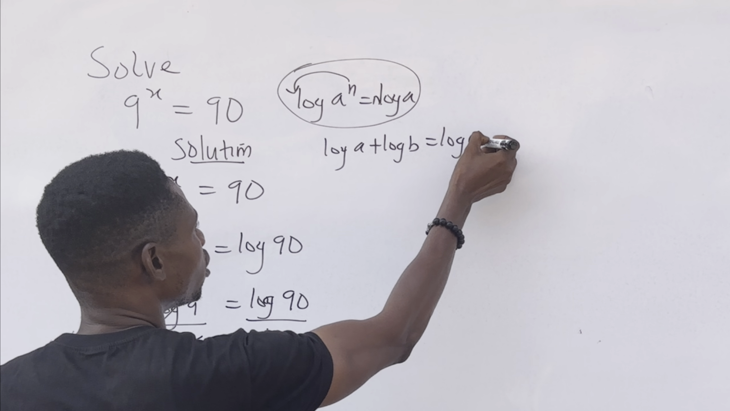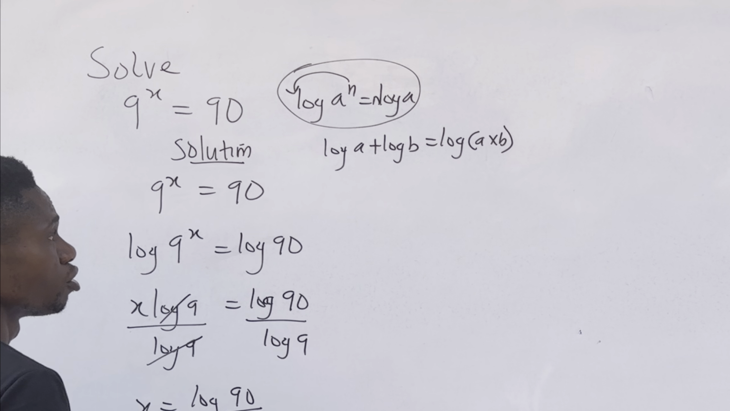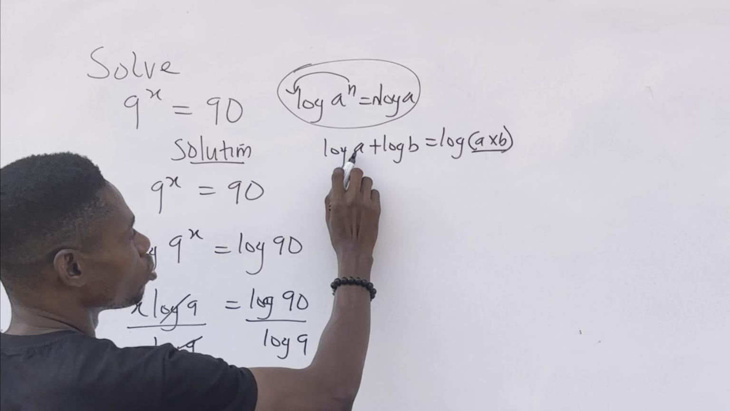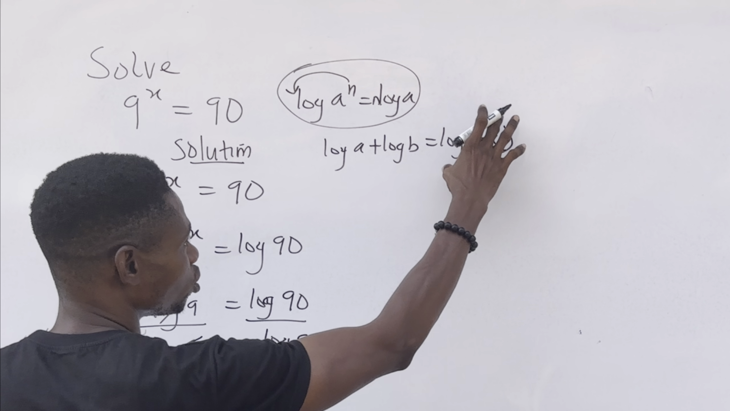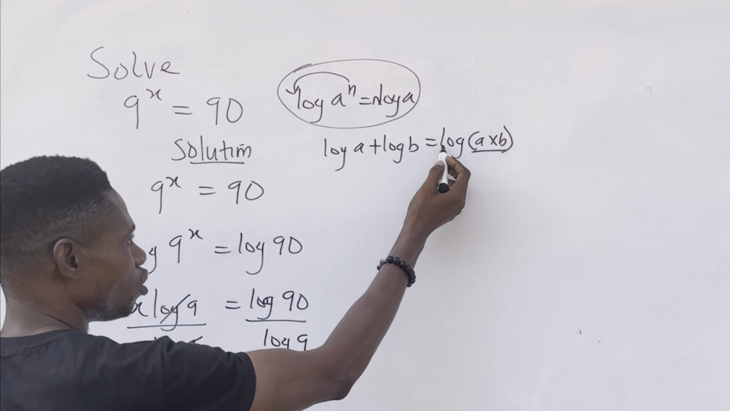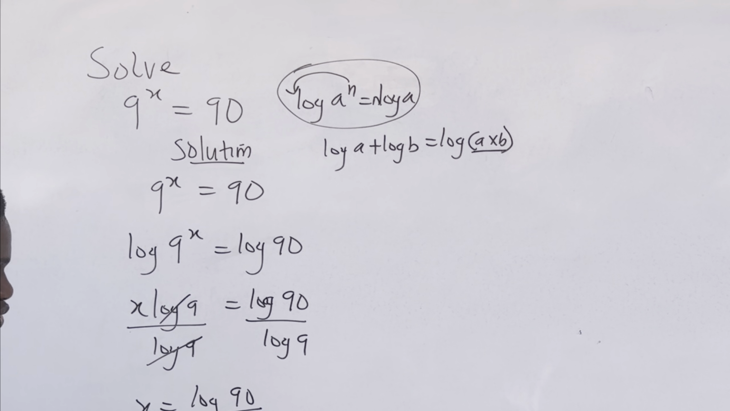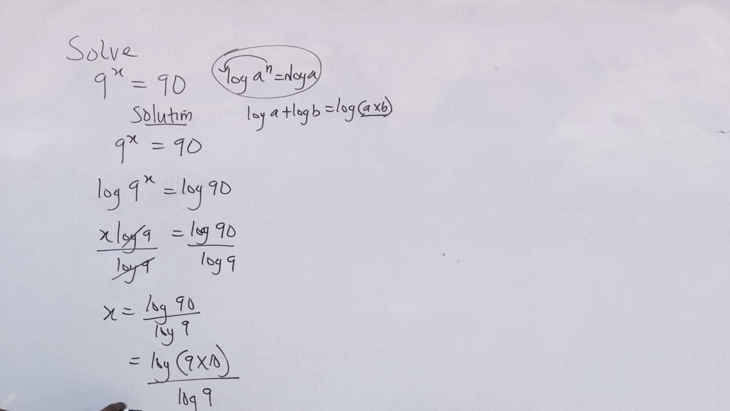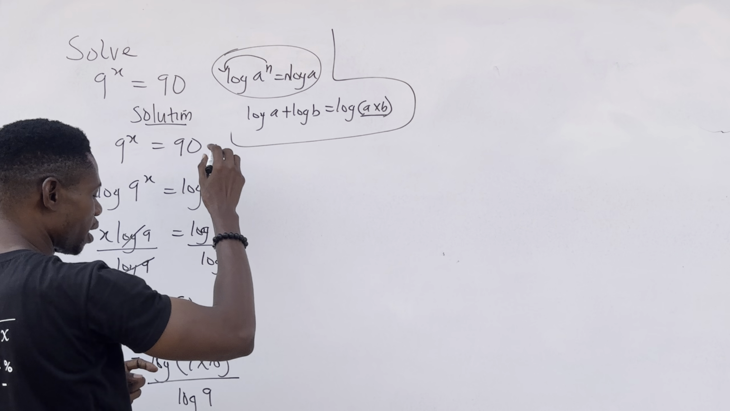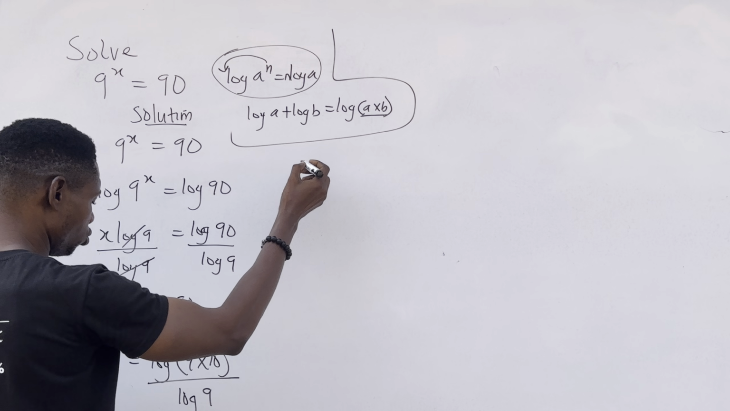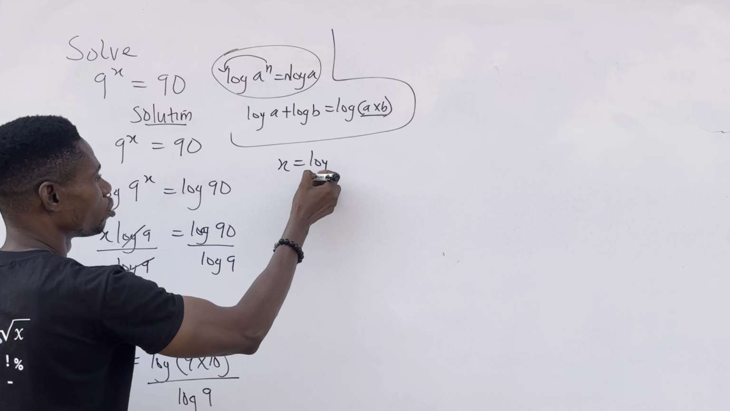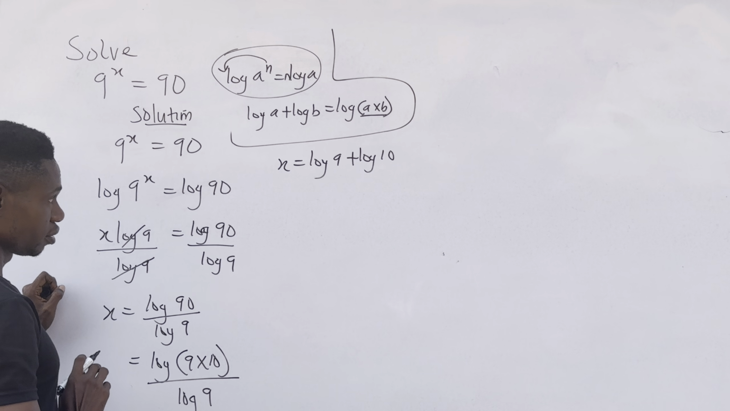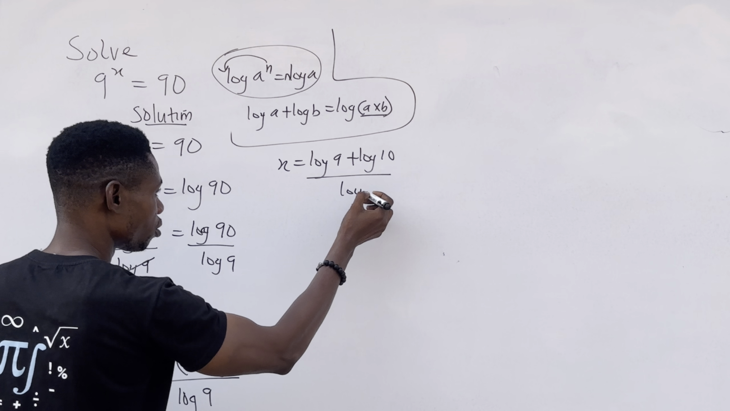Now remember this law of logarithm that says if you have log a plus log b, it is equal to log a multiplied by b. So if the argument of a log has a product, you can break it into the sum of the individual arguments with log. So log a plus log b is log a multiplied by b. So applying this law now here, it will give us x equal to log 9 plus log 10 all over log 9.